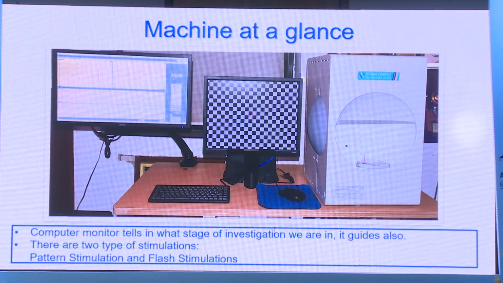Then comes the second part, the machine. What are the different parts of the machine that we use for recording ERG? We have a computer monitor, which tells us at what stage the investigation is going on. And then we have the part where the stimulation is actually seen by the patient. This again has two kinds: one which gives us a pattern stimulation, and a Ganzfeld bowl which gives us a flash stimulation.